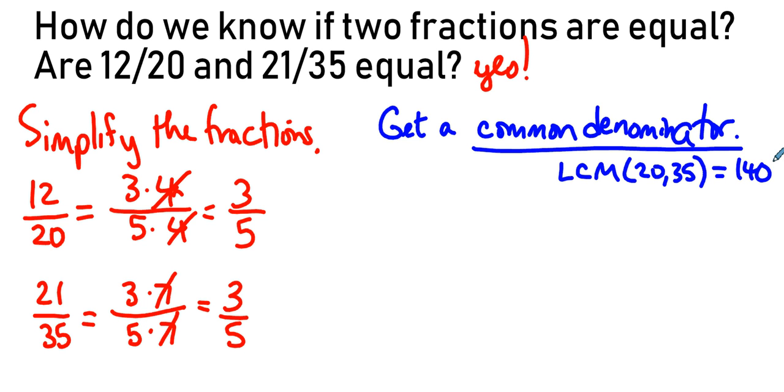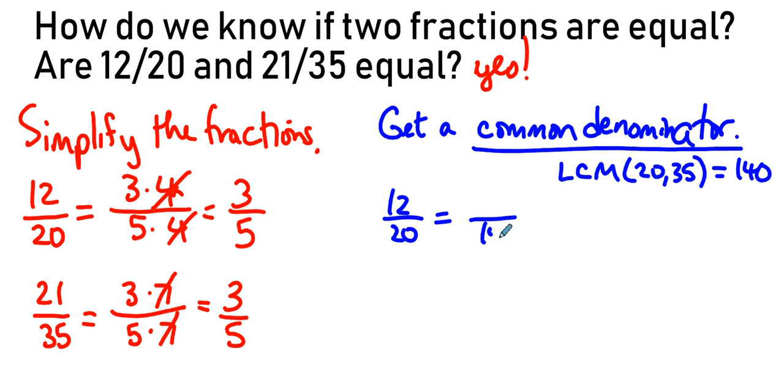And what does that mean? It means we're going to take each of the pieces here and break them up into 4 more pieces each. We're going to take each of the pieces here and divide those pieces into 7 little pieces each, so that there are 140 pieces here and 140 pieces here.